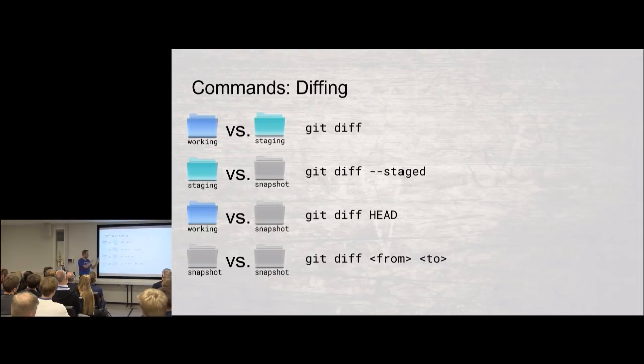If you want to see the diff from the latest snapshot across staging into working, so basically, what's the difference between my last commit and what's currently in my working directory? You git diff against HEAD. HEAD is the magic name that Git uses for the last commit of the branch I'm currently on. And then you can use git diff from one snapshot to another snapshot. You just identify the two snapshots.